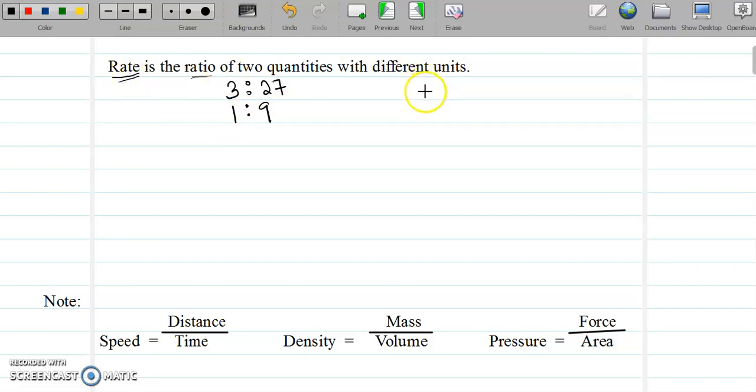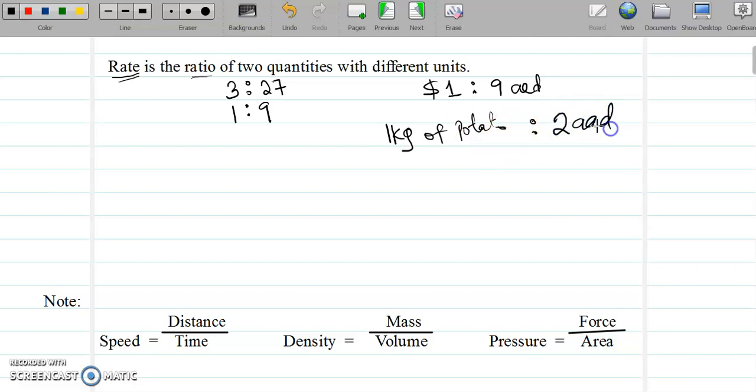But when we assign a different unit inside, we now talk about a rate. For example, I may say that $1 is to 9 dirham, AED. So in this case, I'm talking about a rate: for every $1 we have 9 dirham. Or I can go to a supermarket and see a poster that says 1 kilogram of potato is 2 dirham. This gives us a rate. That means if I want to buy 5 kilograms of that same potato, I'm expecting to pay 5 times 2, which gives me 10 dirham. So this is a kind of rate. Rate is the ratio of two quantities with different units.